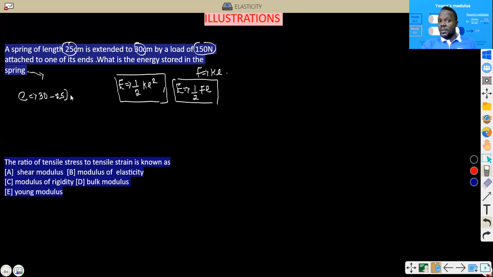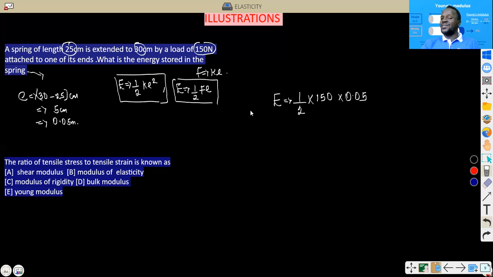Remember, this is in centimeter. A good physics student always knows that you have to convert it to meter. How do you do that? You divide by 100. That's 0.05 in meter value. So directly substitute the value in the formula that favors you. Energy is equal to 1 by 2 multiplied by the force. What's the force? 150. You are multiplying all by 0.05.